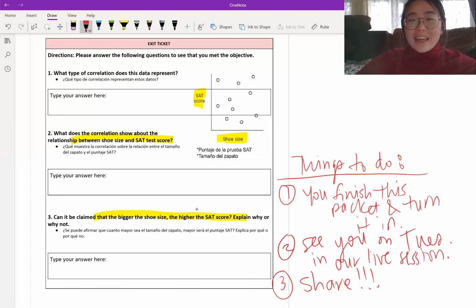Hopefully you guys understand now our objective, which is being able to identify scatter plot trends and being able to see whether it's a positive, negative, or no correlation. Hopefully math was impossibly easy, and I'll catch you guys next time.